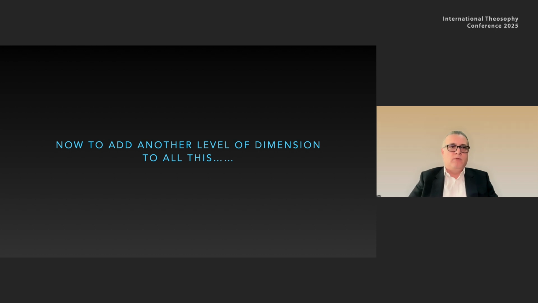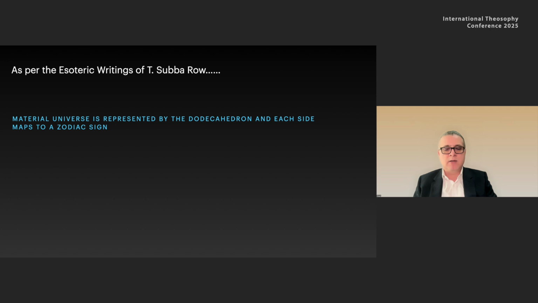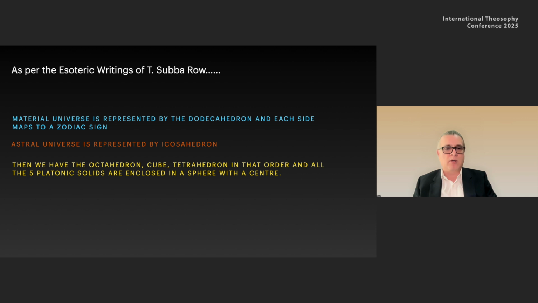To all this, we can further add another level of complexity or dimension. As per the esoteric writings of T. Subbarao, the material universe is represented by a dodecahedron, and each side, a pentagon, maps to a particular zodiac sign. The astral world or universe is represented by the icosahedron. Further, we have the octahedron, the cube, and the tetrahedron in that order. All five Platonic solids are enclosed in a sphere with a center.